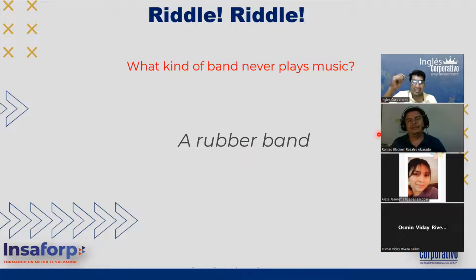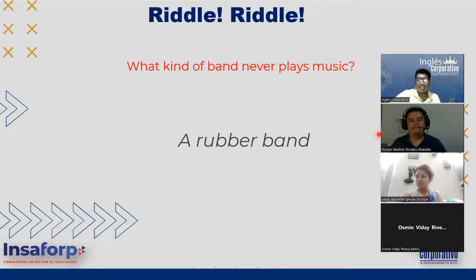¿Sí? Estaba muy cerca lo que había dicho Romeo, an exercise band, pero no, it's a rubber band. O sea, una rubber band es básicamente como un hulito, ¿verdad? Un hule que se utiliza pues para diferentes cosas, no le voy a decir solo para atarse el cabello, sino que pues también muchas cosas que vienen empaquetadas vienen con rubber bands. Entonces, a rubber band is a kind of band that never plays music.